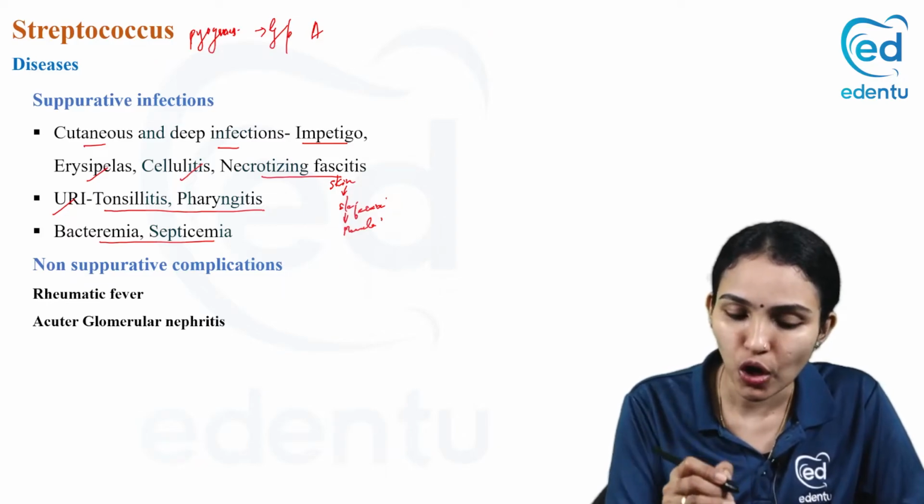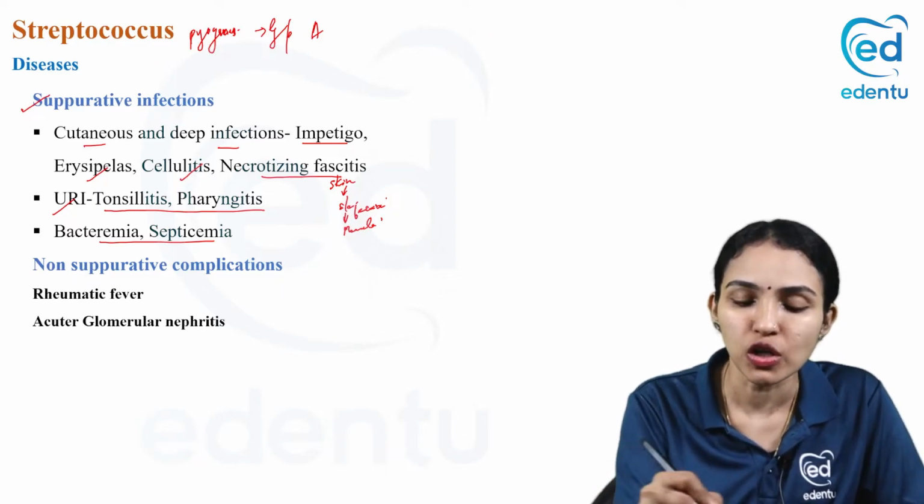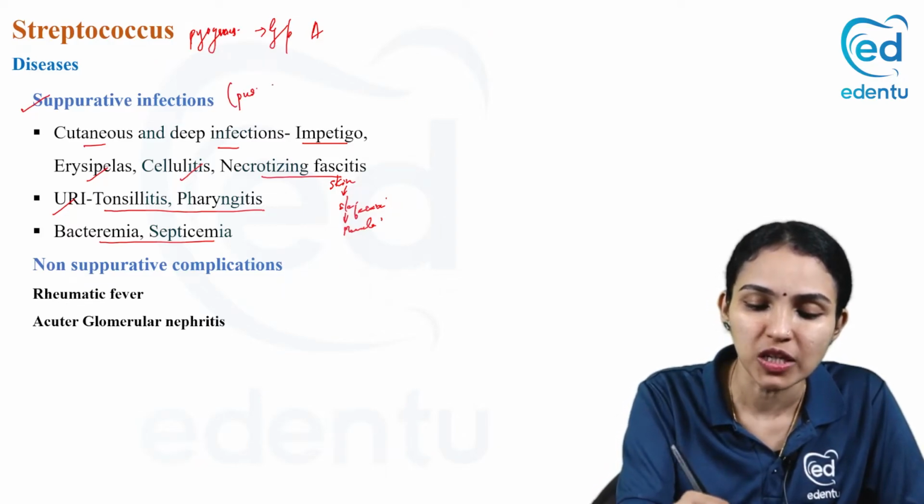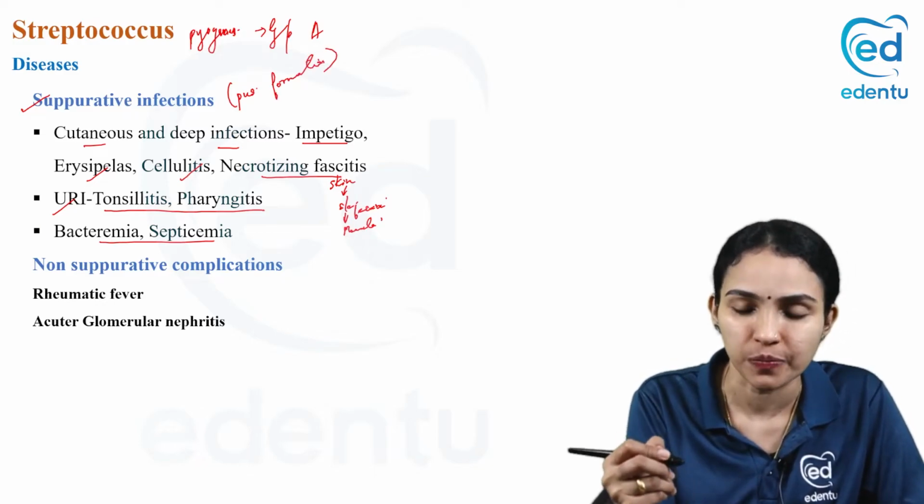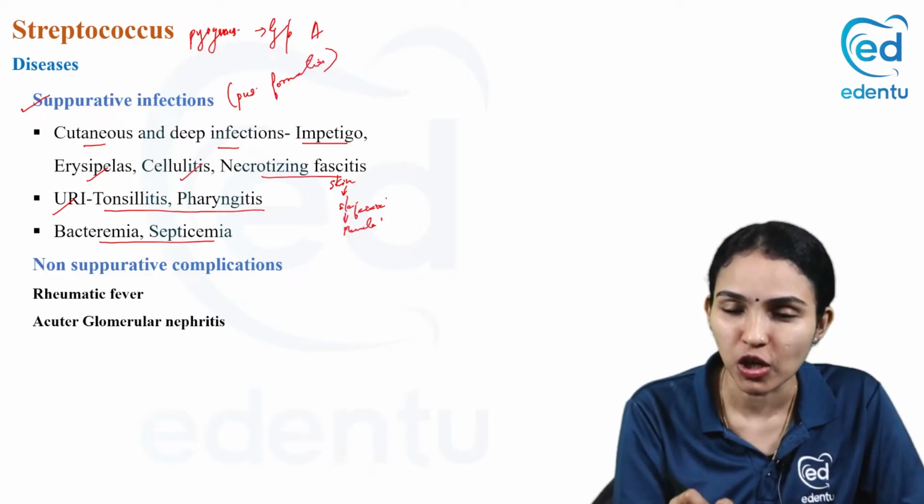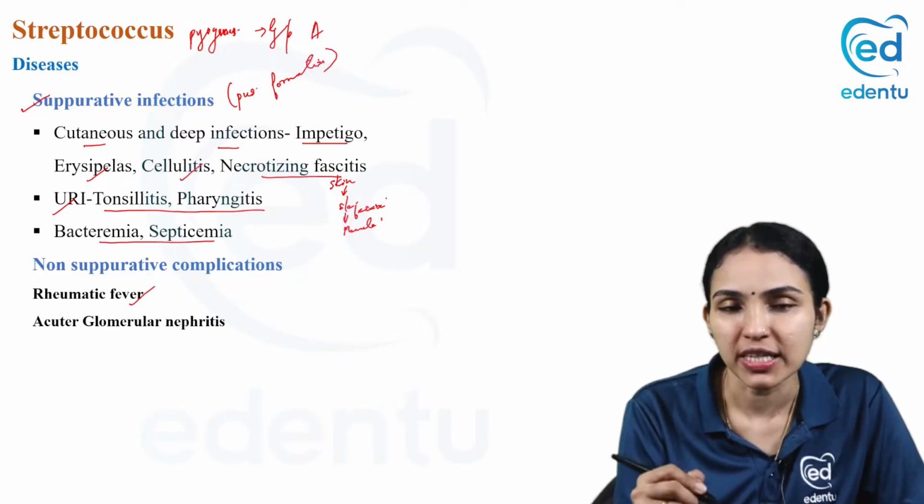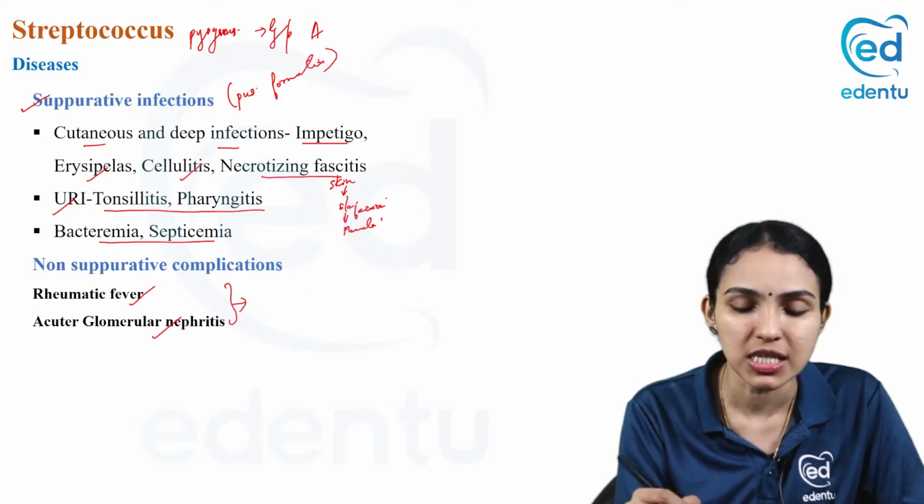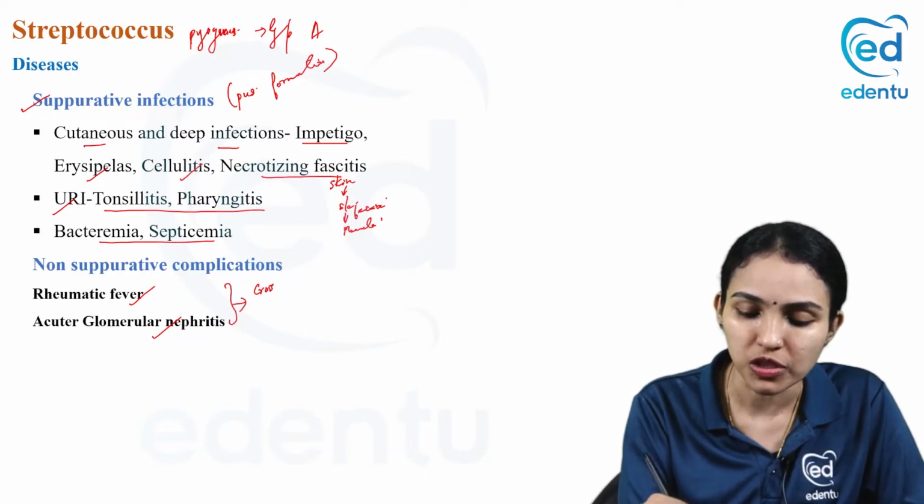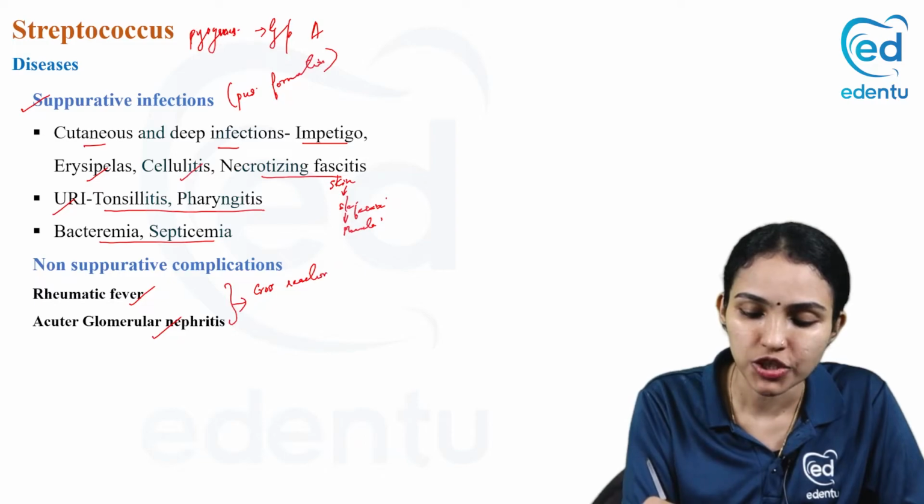Now, in addition to all these suppurative infections, why are all these called suppurative infections? Because there is pus formation in all these infections. That is why we call it suppuration. There are non-suppurative complications, that is rheumatic fever and acute glomerulonephritis. You know the reason? We have already discussed the reason. This is because of the cross reaction between streptococcal antigens and human tissues.